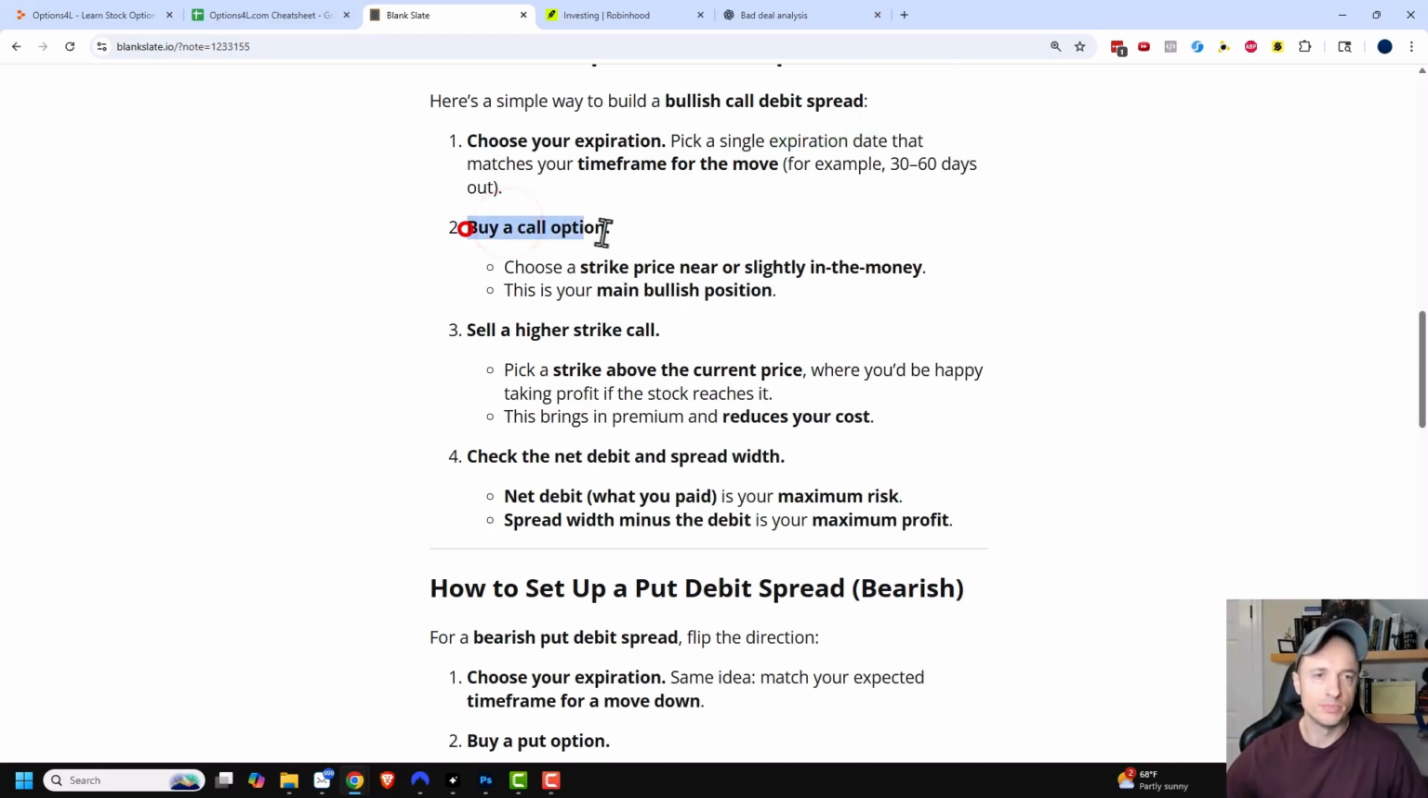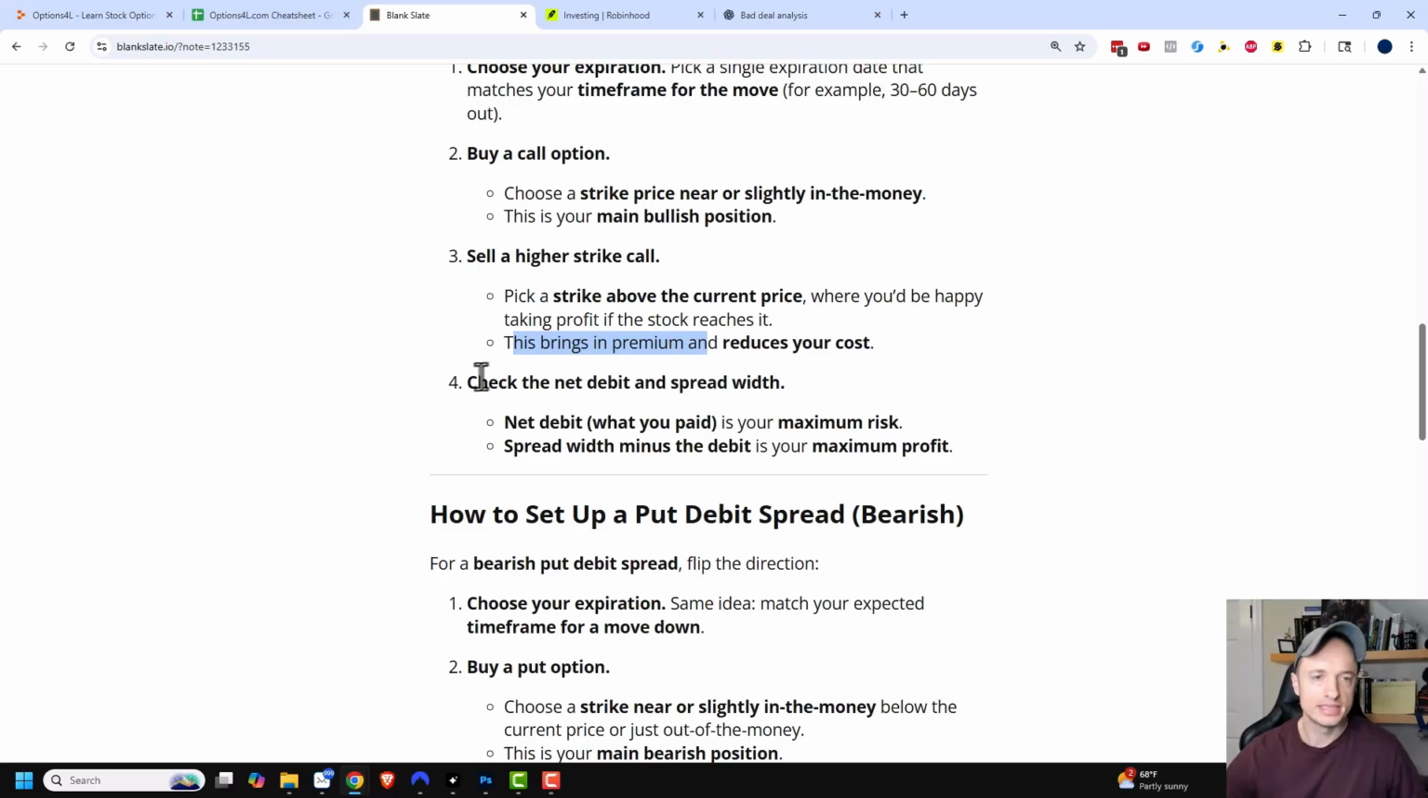And the next step is to buy a call option. So choose a strike price near or slightly in the money. This is your main bullish position. So you'll buy it, and then you sell a higher strike call. Pick a strike above the current price where you'd be happy taking profit if the stock reaches it. Selling the option at this strike will bring in premium and reduce the cost of the long that you put in.